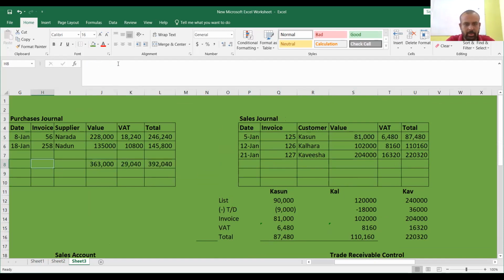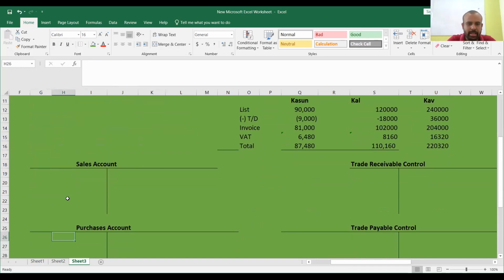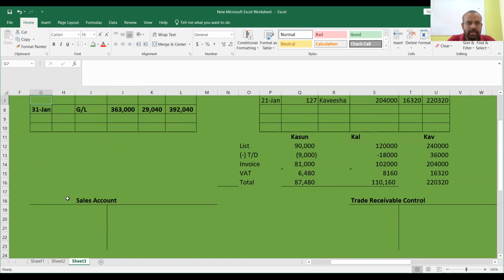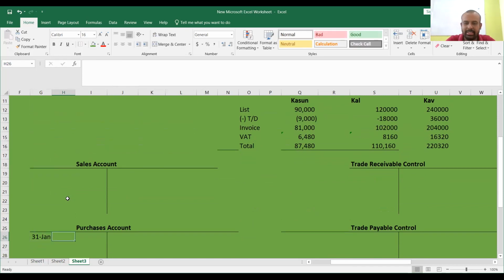right? So there you say on 31st January, total posted to the GL, you recorded, right? Total credit purchases. Now you copy the purchase journal total and record it. So the total purchases 363,000. That has to be debited here. 31st January. You can see how you updated the general ledger.